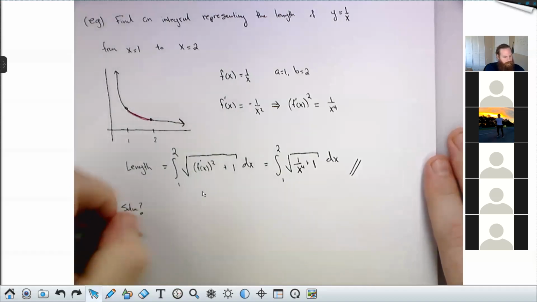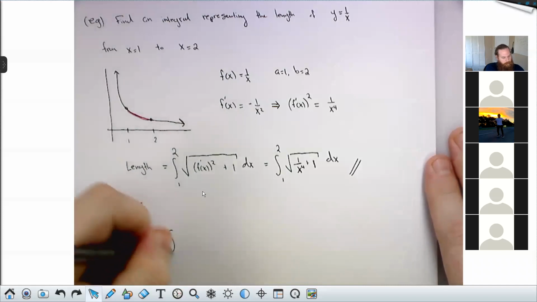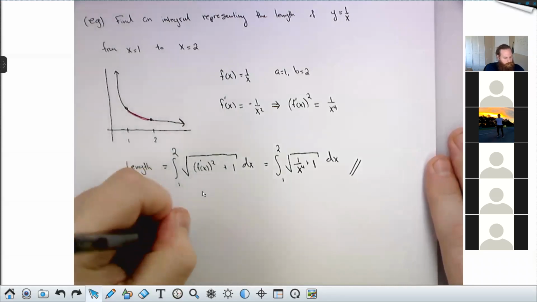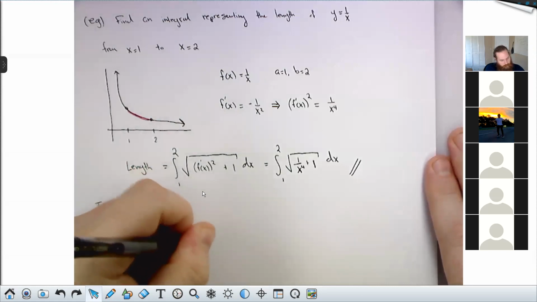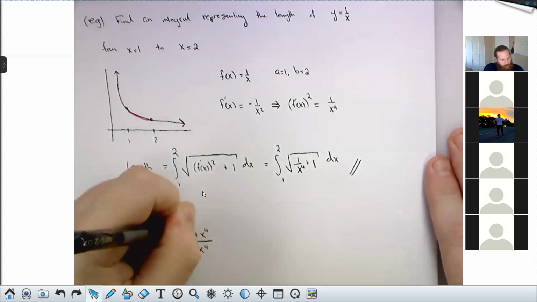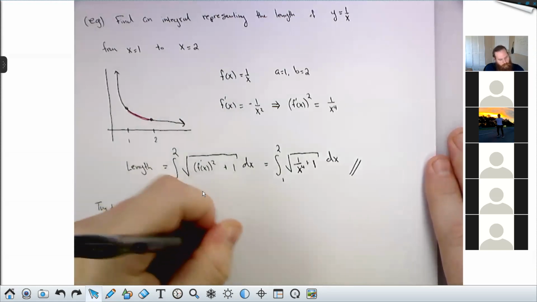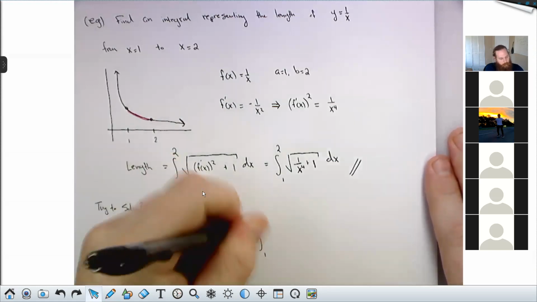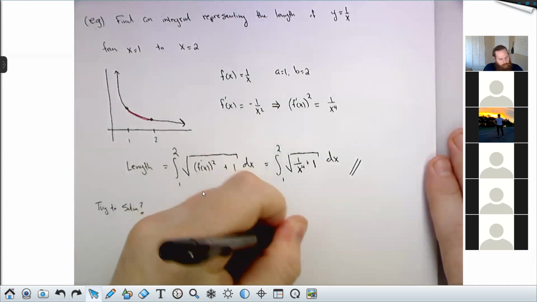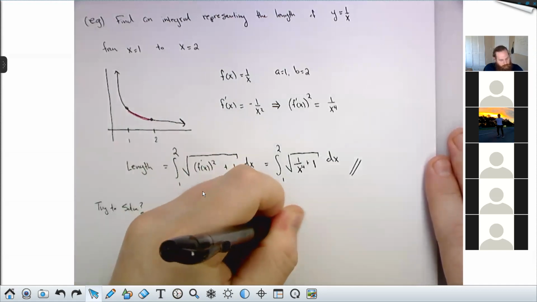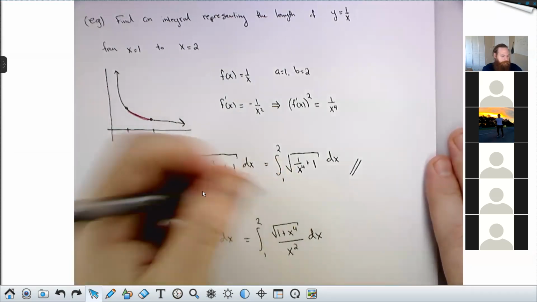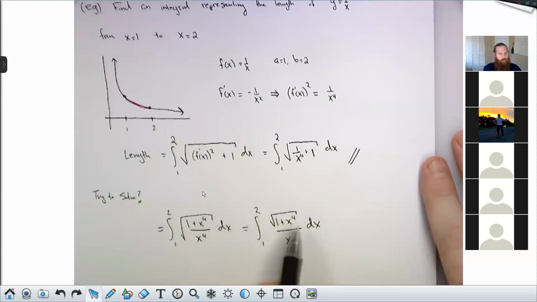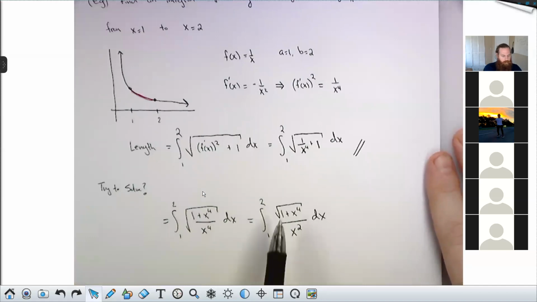Well, I could combine into a common denominator, and I'd have the integral from 1 to 2 of 1 plus x to the 4 over x to the 4, all under my square root. And then I can take the square root of the top and bottom separately, so I'll have the square root of 1 plus x to the 4 upstairs, and downstairs I'll have x squared. Now I can't treat this as 1 plus x squared, right? Square roots do not play well with addition at all. This does not split up.